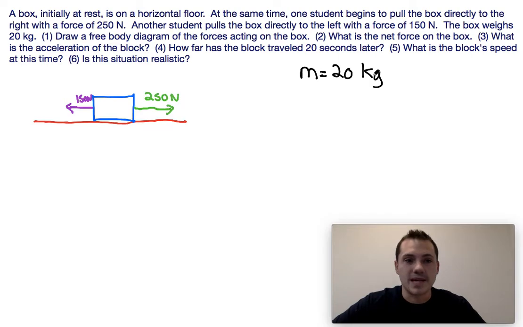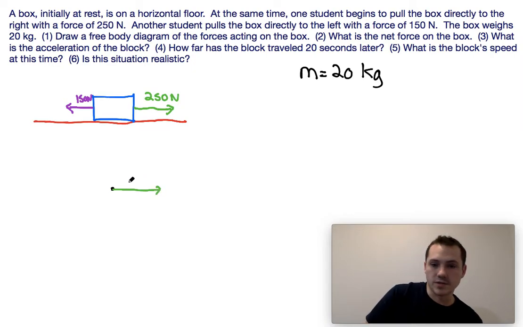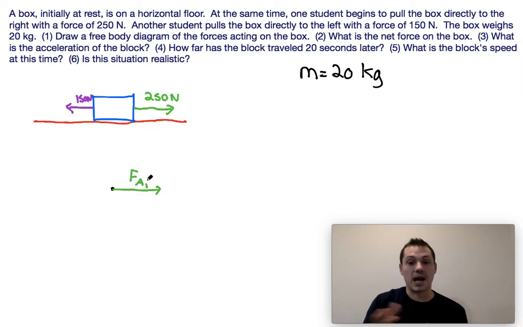So the first part of the problem is asking us to draw a free body diagram of the forces acting on the block. You can draw the free body diagram directly on the block, or you can draw it off to the side. I'm going to choose to draw it off to the side in this case, but it really doesn't matter. Your teacher may or may not have a preference though. So for the free body diagram, we represent our block as a specific point. Coming out of that block to the right is the 250 Newton force that is exerted by our first student. So I'm going to call this the force of A, 1. So that's applied force 1.